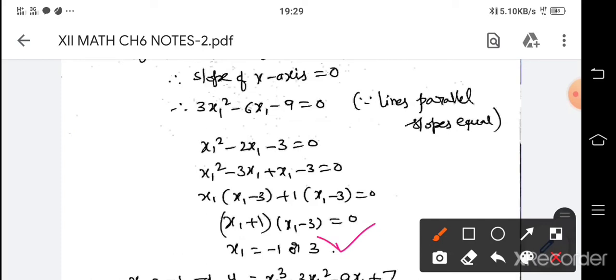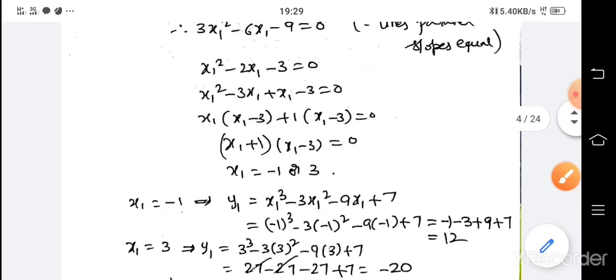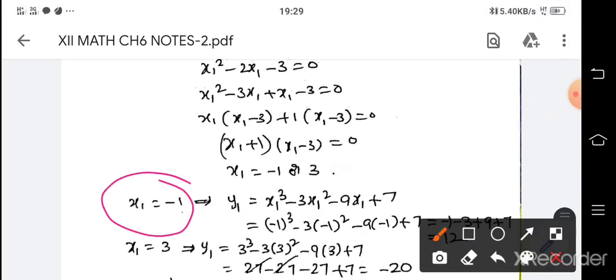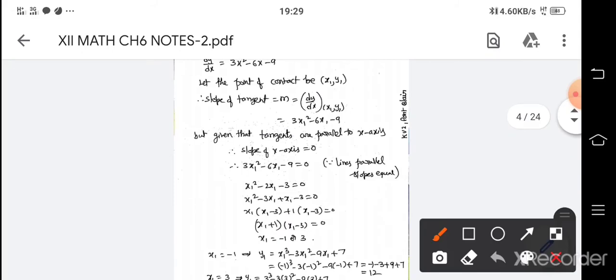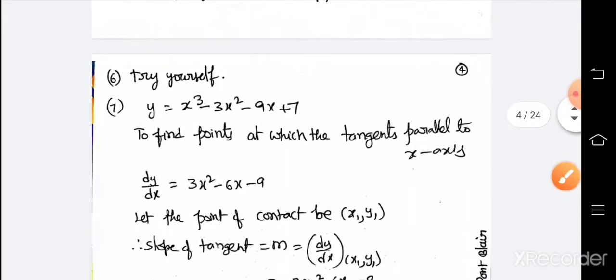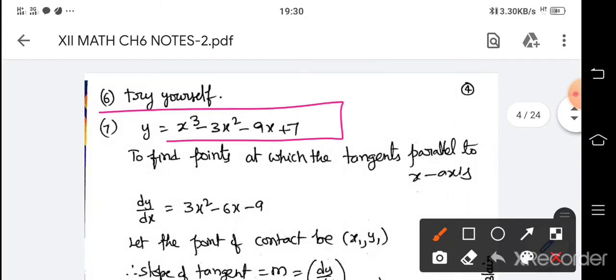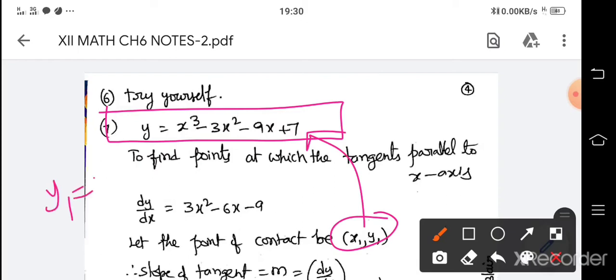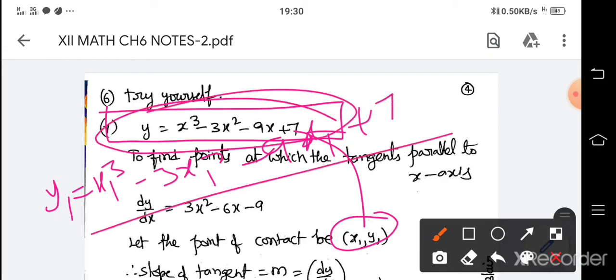Then substitute this x1 values in the given curve equation. So x1 value is minus 1. What is y1? From where do you get this one? Look at it very carefully, the given curve is this one. So x1, y1 must satisfy this, the point must be on this curve also. So I can write y1 is equal to x1 cube minus 3x1 square minus 9x1 plus 7. So substitute x1 in this to get y1 value.